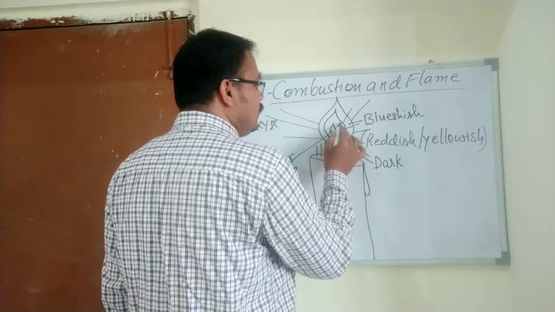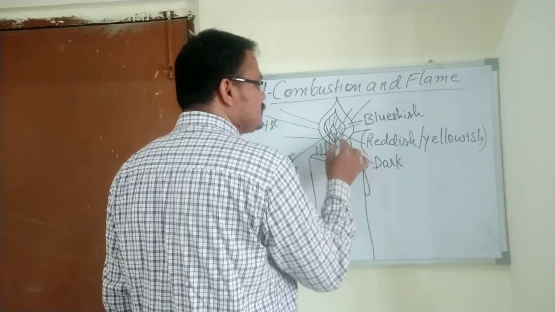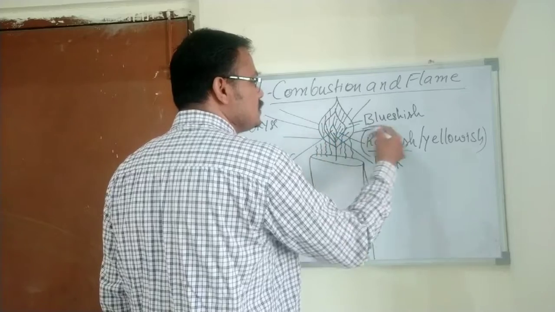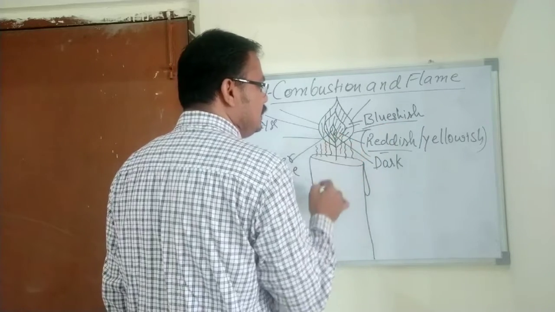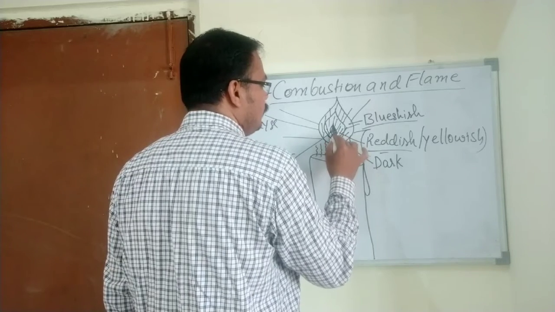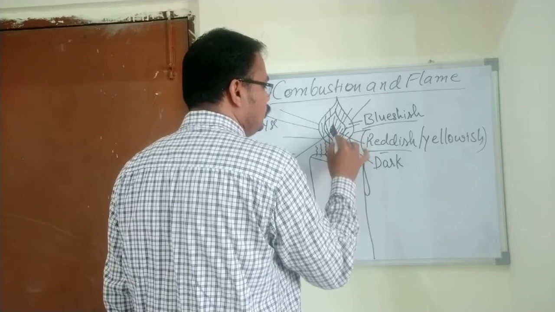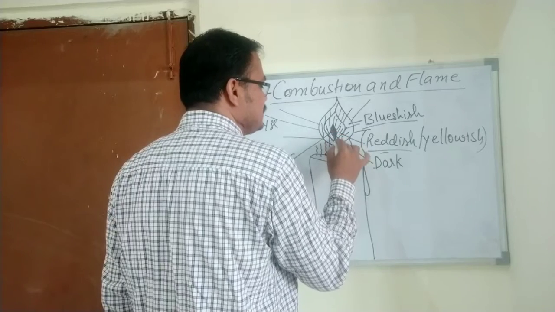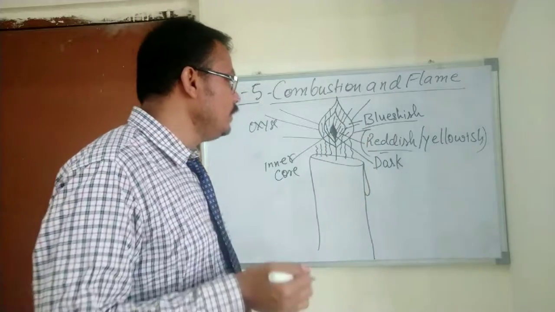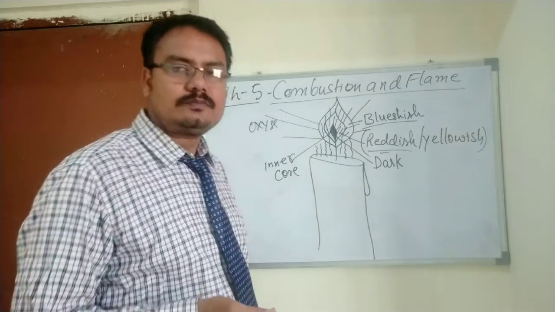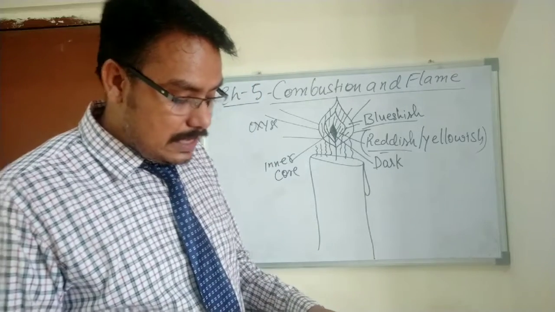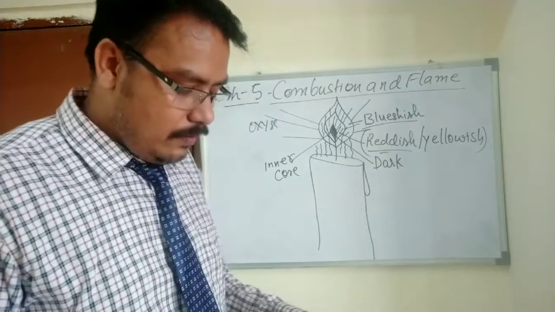So here the flame is reddish, the outside of the flame is bluish in color, and the inner part is totally black, because here neither fuel, that is the vapor of wax, is reaching, nor is oxygen reaching. That's why the inner part is totally dark. So student, this is what I have explained about the different flame zones.